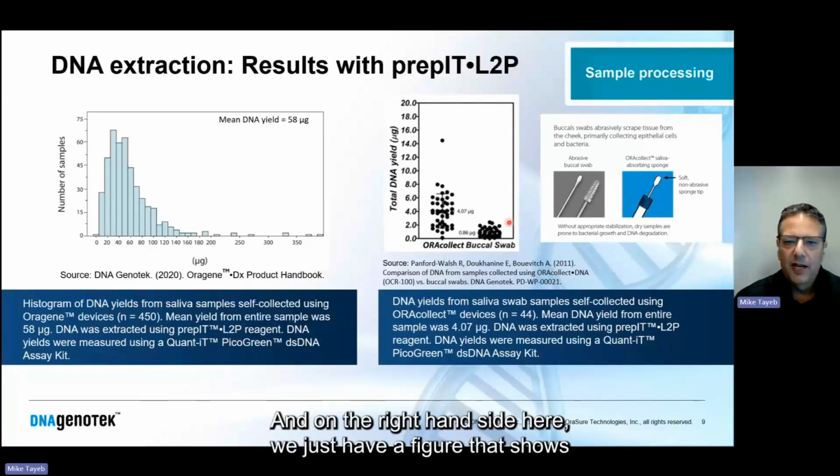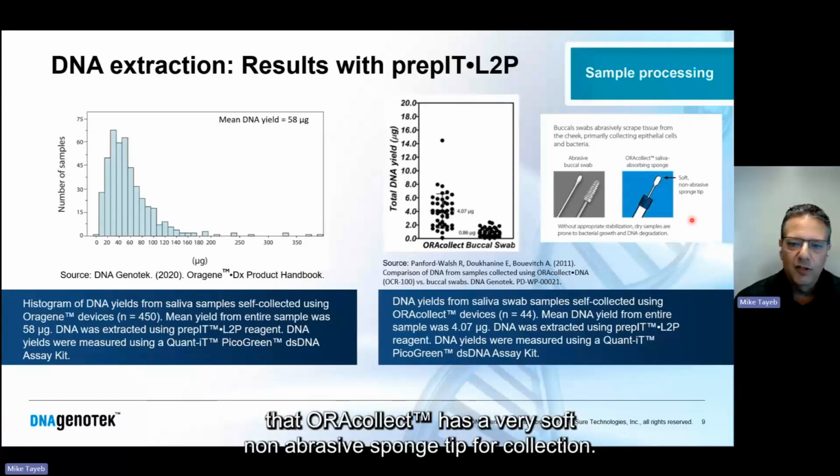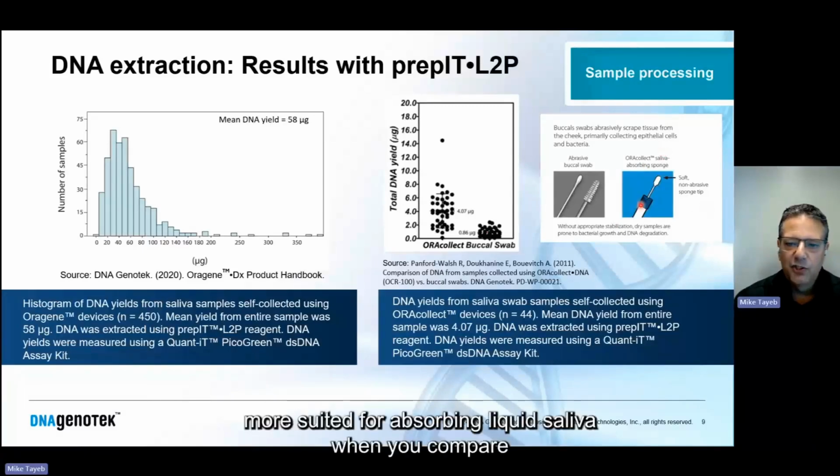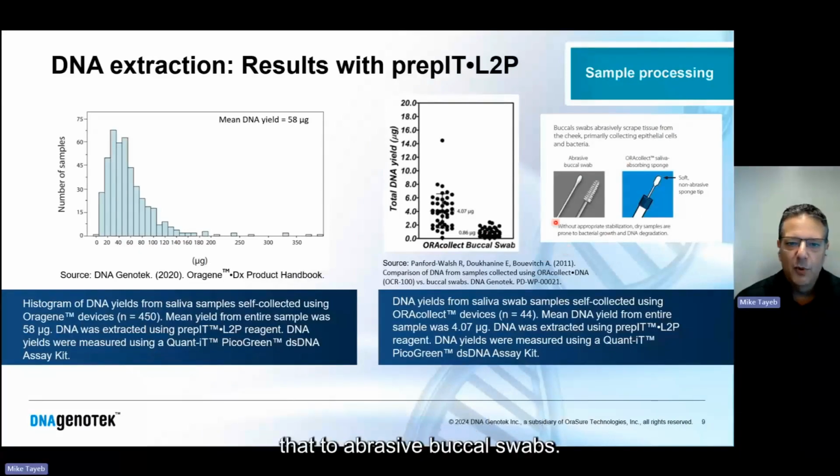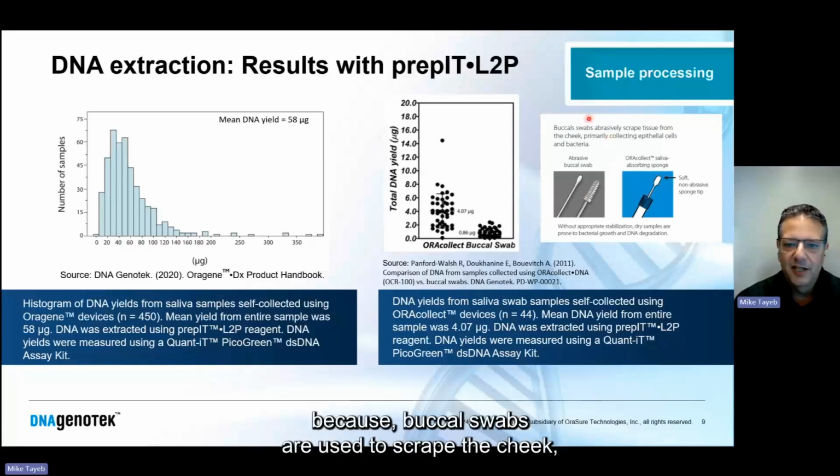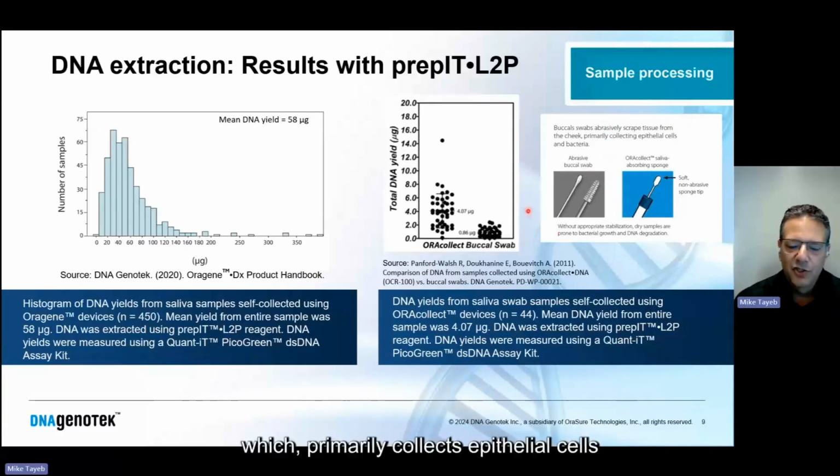And on the right-hand side here, we just have a figure that shows that OraCollect has a very soft, non-abrasive sponge tip for collection. And it's more suited for absorbing liquid saliva. When you compare that to abrasive buccal swabs, there's less bacteria that's collected because buccal swabs are used to scrape the cheek, which primarily collects epithelial cells and associated bacteria.